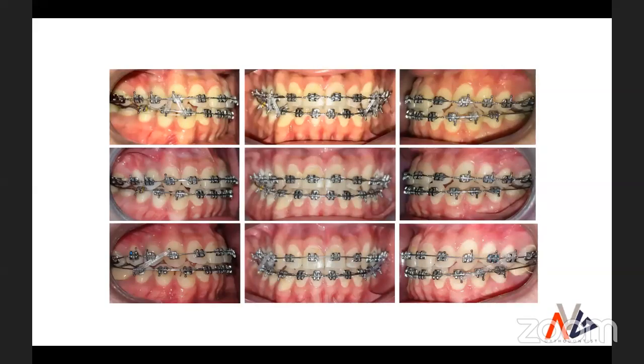There are studies which say that the most stable way of correcting a pseudo class 3 is by getting the upper incisors forward more than the lower incisors behind, and they are more stable by nature. There have been cases, and there is a very good study, I think, in Anchorage, that there is a relapse tendency in pseudo class 3s, but it depends on the kind of treatment rendered.